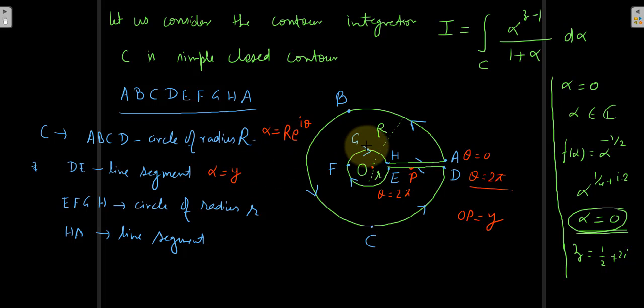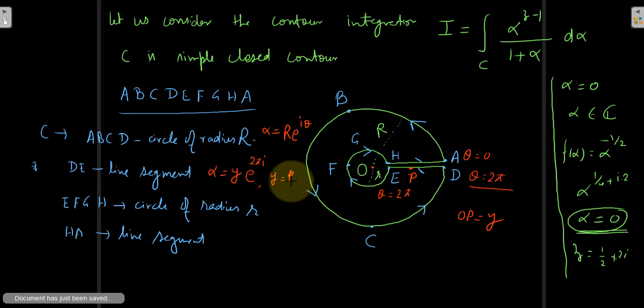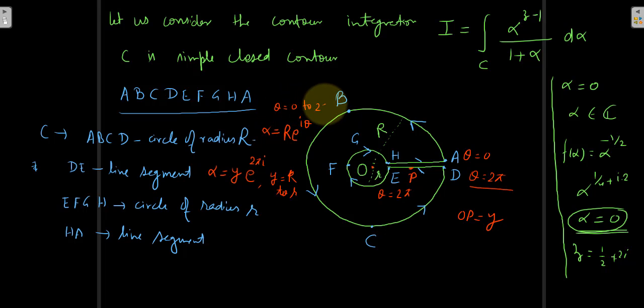In the previous case, R was constant but theta was variable. Now, in place of R we have y, and that y is variable, and theta is constant. And what is theta? 2 pi. So we have alpha equals y e to the 2 pi i, and y ranges from capital R to small r. In the previous case, theta ranged from 0 to 2 pi.